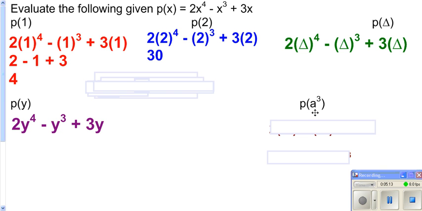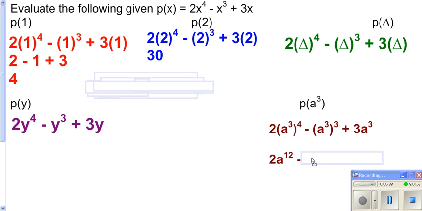Also the same idea over here of p of a cubed. You got to replace each one of your x's with an a cubed. So it's going to be a 2 times your a cubed, all to the fourth, minus an a cubed, all raised to the third power, plus a 3 times your a cubed. And then we're going to go ahead and simplify that. We have an exponent raised to an exponent. Remember, we've got to multiply those exponents.